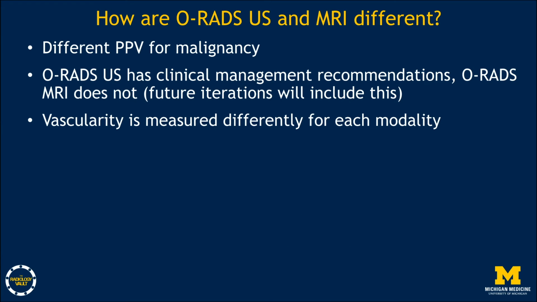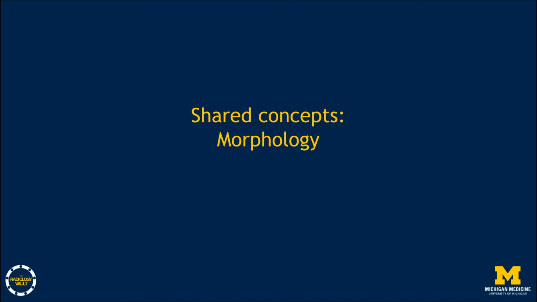How are O-RADS ultrasound and MRI different? While they both assign a positive predictive value for malignancy, the actual percentages are different. O-RADS ultrasound includes clinical management recommendations, but O-RADS MRI does not. However, future O-RADS MRI iterations will include this as it is actively being developed. And lastly, vascularity is measured differently for each modality, and I'll explain what I mean by that later on in the talk. Now let's talk about shared concepts between the two modalities, and we'll start with lesion morphology.